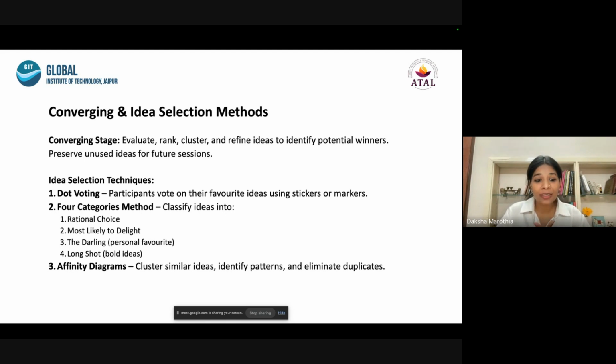Now, how do we do that? There is again a method called the four category method. We put them into a matrix, from all these 10 or all these 40 ideas: which are the most rational ideas, which are most likely to delight, more pleasure generating, more engagement oriented, which could get more users to consume that particular product. Then we think about what is the most favorite idea of all for everybody. Maybe among the red dots, 10 or 20 people have selected one particular idea; that becomes your darling idea.